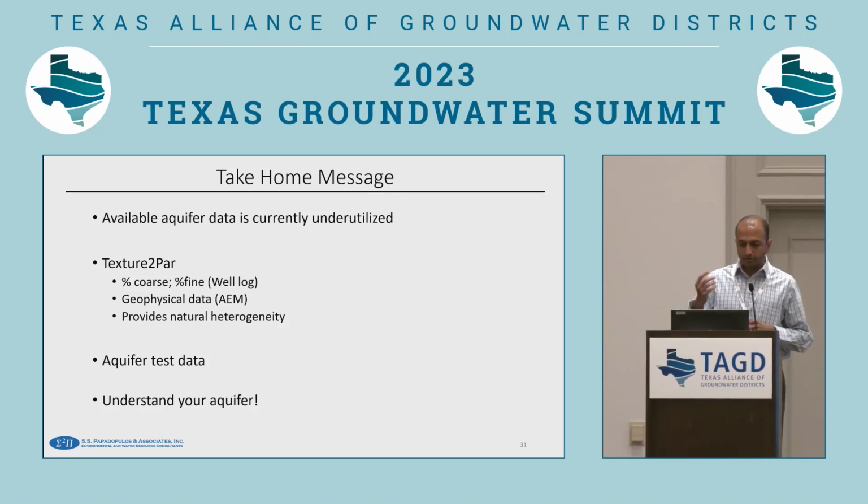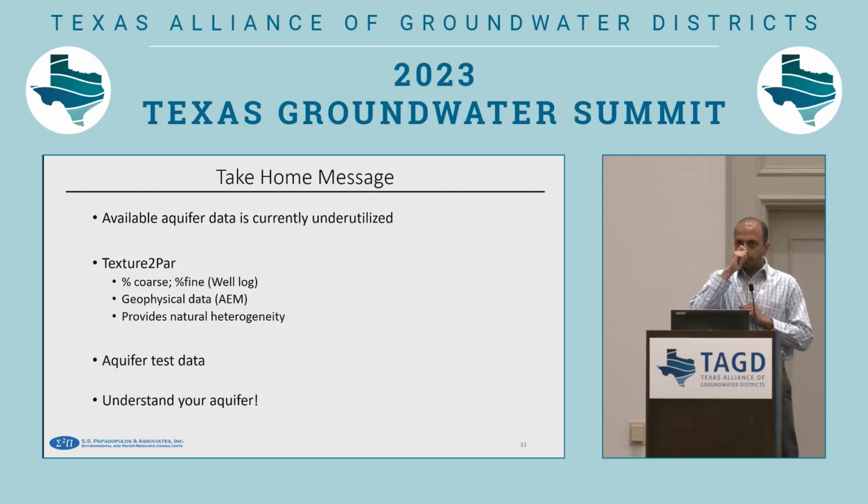Well, just to summarize this whole talk, aquifer data is currently underutilized, in my opinion, and it needs to be part of the equation in model development and calibration for sure. Texture2Par is a tool that was developed with the motivation to fill that gap. It reads percent coarse, percent fine from well logs. It can accommodate geophysical data from airborne electromagnetic surveys. And it provides natural heterogeneity.